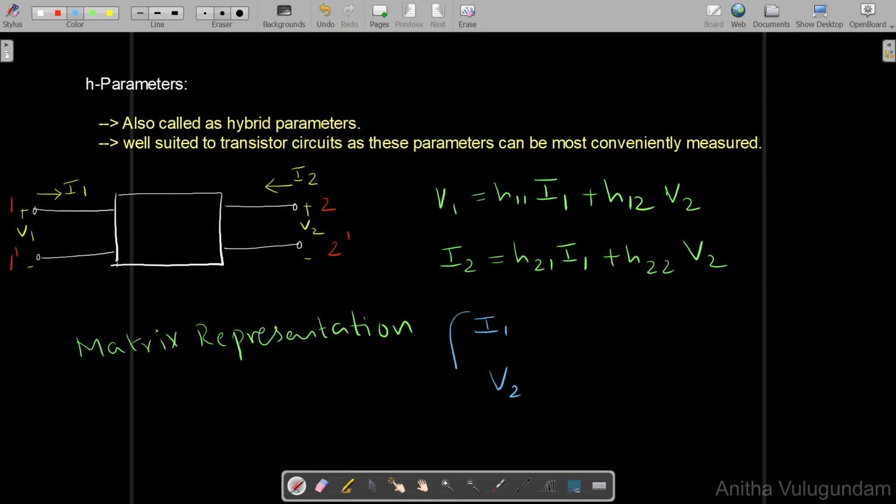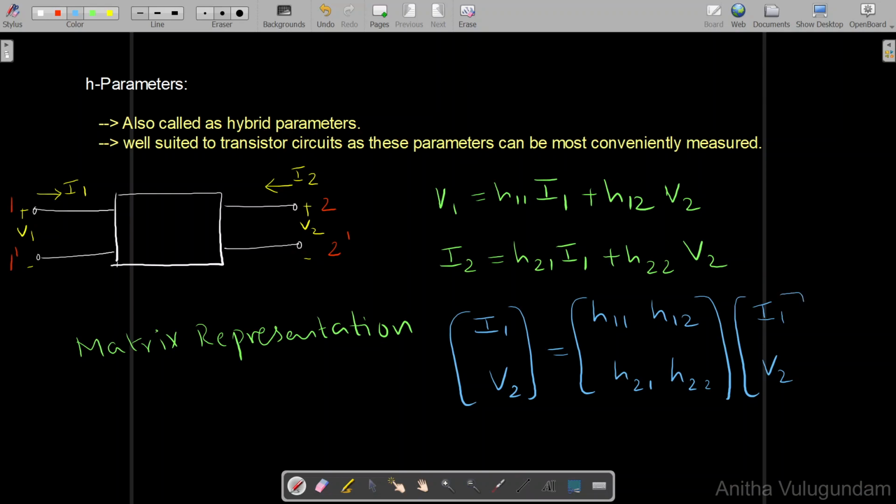[V1, I2] equal to [H11, H12; H21, H22] times [I1, V2]. If you multiply these two matrices and make it equal to the left hand side matrix, you will get these two equations. So the main equations of H parameters are V1 equal to H11 I1 plus H12 V2 and I2 equal to H21 I1 plus H22 V2.